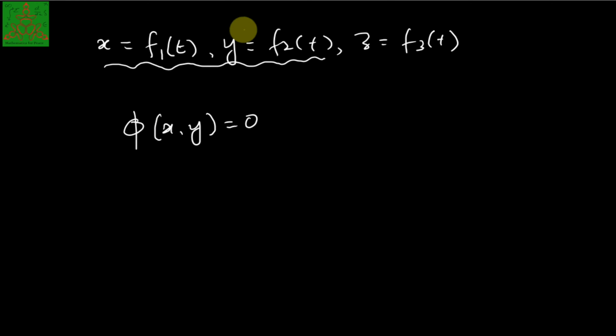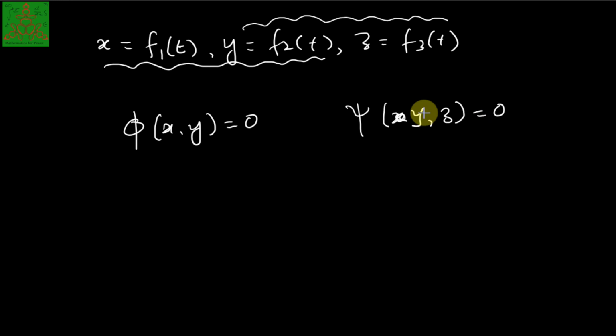Similarly, if I eliminate t from the second two equations, then we'll have an equation ξ(y, z) equal to 0. And hence the curve, as I told you, can be represented as the intersection of the two surfaces. This represents a surface in 3 dimensions. This also represents a surface in 3 dimensions. So the intersection of the two surfaces also gives you a curve.